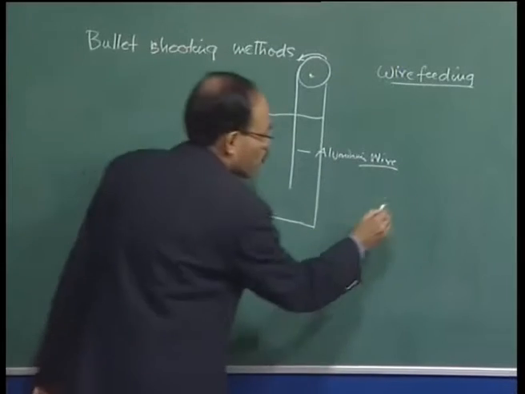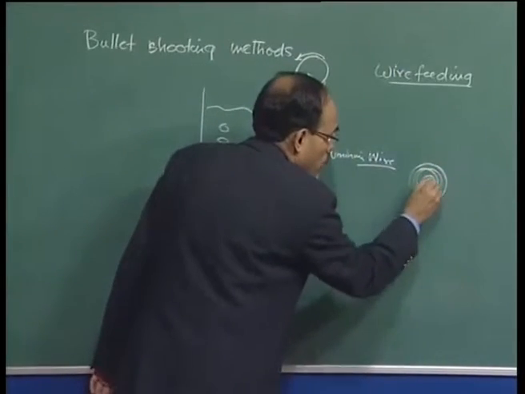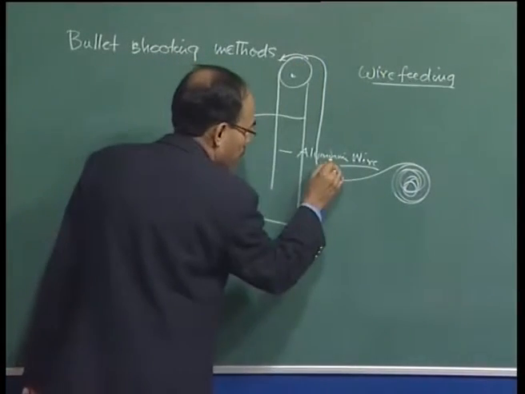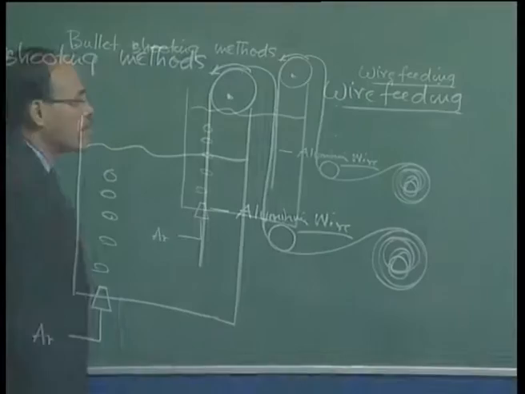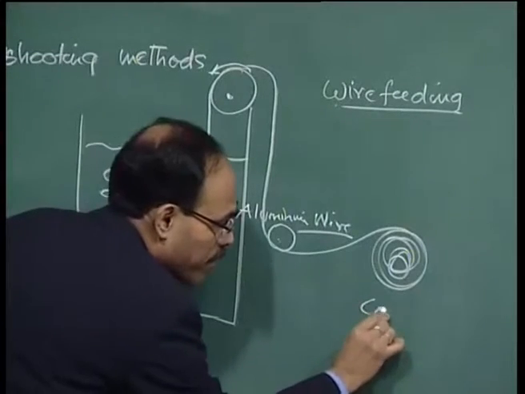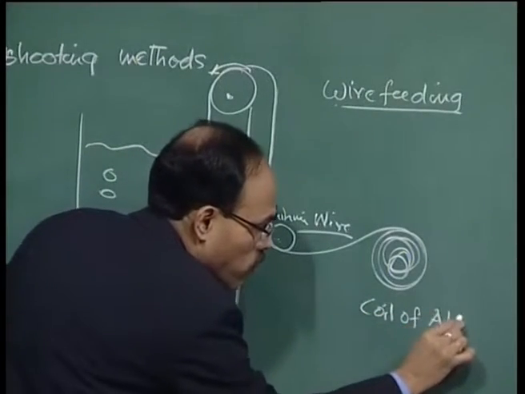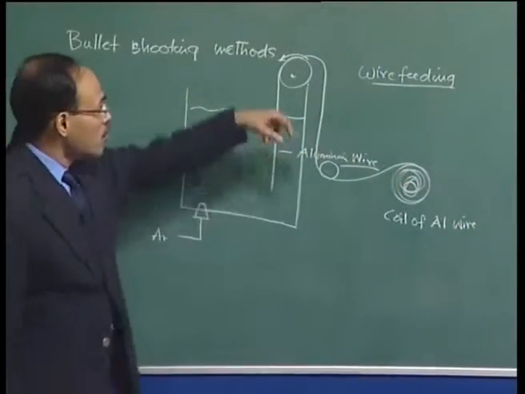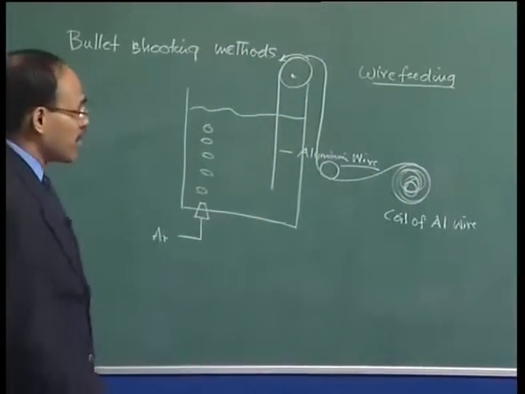So you have a huge coil from which, through a pulley, the aluminum wire is drawn, something like this. Okay, so this is the coil of aluminum wire. These are essentially coated aluminum wire. So it is going to be fed into the bath at a very high speed.